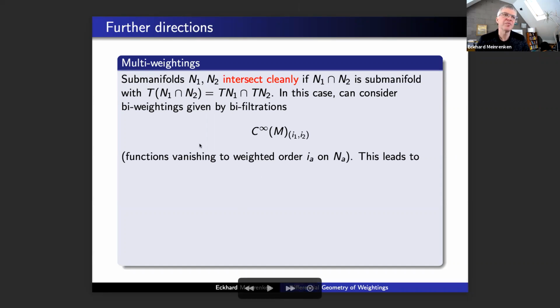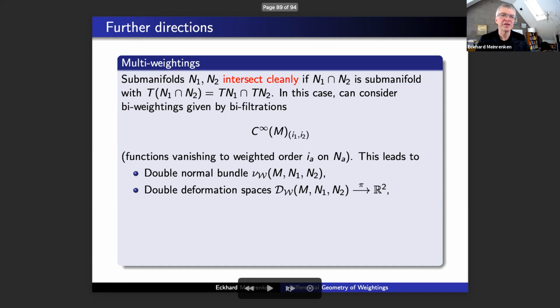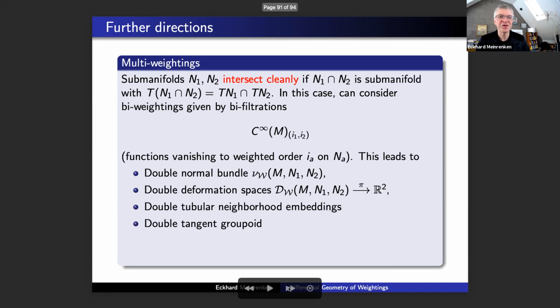And then one can consider bifiltrations, so weighted order of vanishing on one submanifold and weighted order of vanishing to another order on the other submanifold. If you do that, you get a bifiltered algebra, and then you can obtain a double normal bundle by looking at the associated bigraded algebra, and then taking its spec. You get a double normal bundle. You get a double deformation space, which now lives over R². You get double tubular neighborhood embeddings, double tangent groupoid with a double tangent bundle, double weighted tangent. So all kinds of things like this you can do.